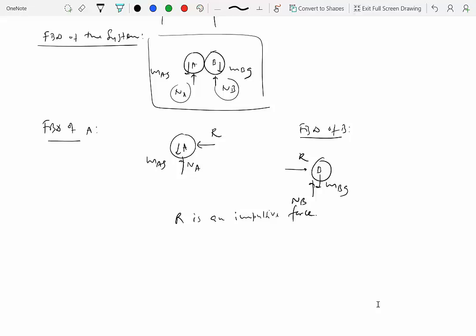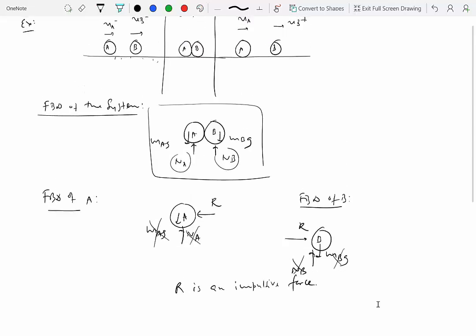But there's no such condition applied on MAG and MBG, so they are not impulsive forces. So if you were to draw what we call an impact or impulse relevant free body diagram, then we would not show MAG and MBG as well as these two normal forces, and we'll only show the impulsive forces, right? So when we say draw an impact relevant free body diagram, in that free body diagram, you should neglect non-impulsive forces and show only impulsive forces.